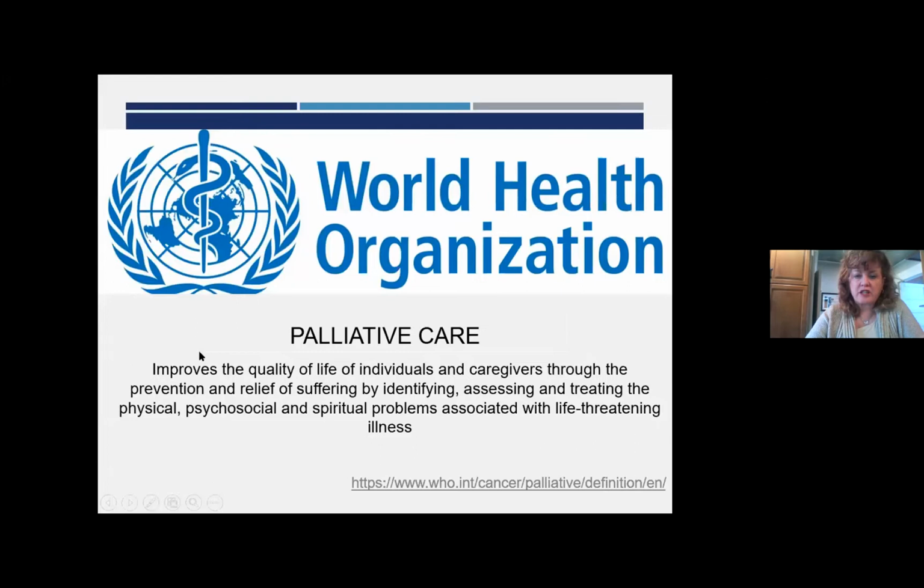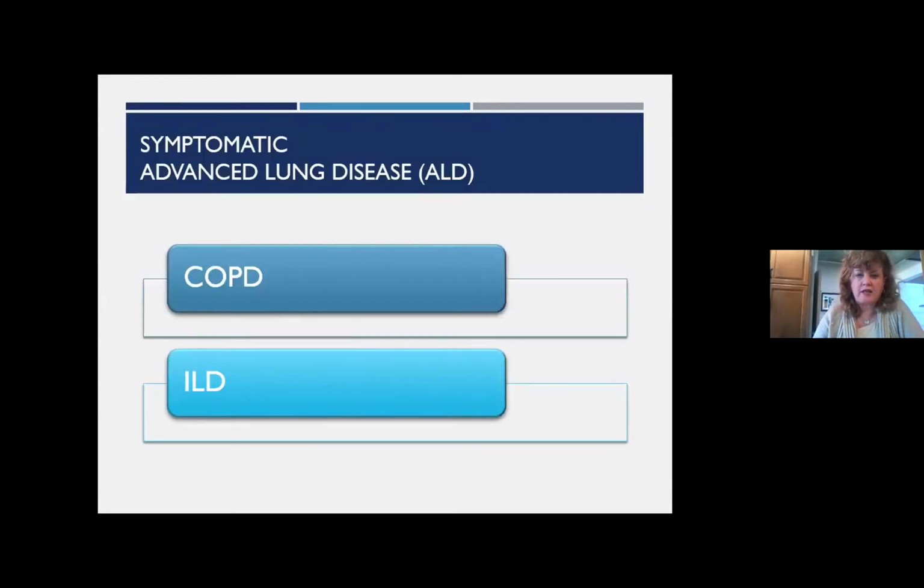So the World Health Organization identifies that palliative care is an appropriate service to implement to improve the quality of life of both individuals and caregivers through the prevention and relief of suffering by identifying, assessing, and treating a variety of problems that are associated with life-threatening illness. And in the case of my pilot, we are looking specifically at symptomatic advanced lung diseases, or ALDs, as those life-threatening conditions. These include the broad categories of COPD and ILD.